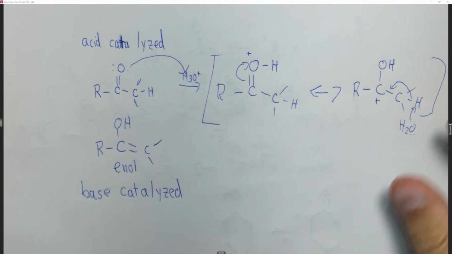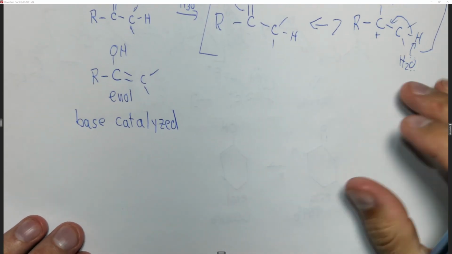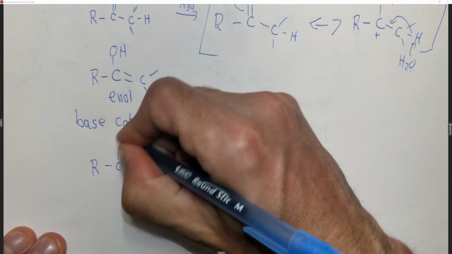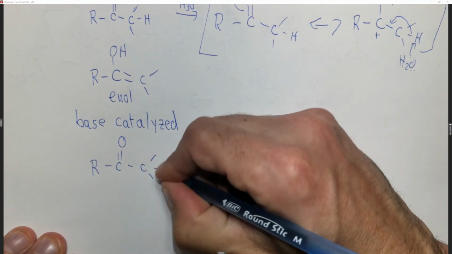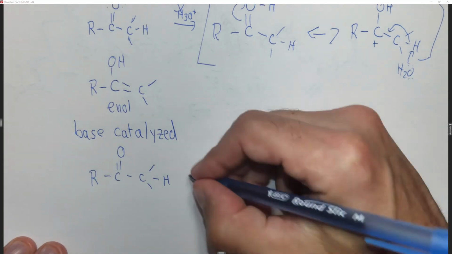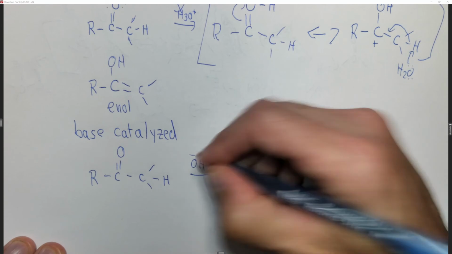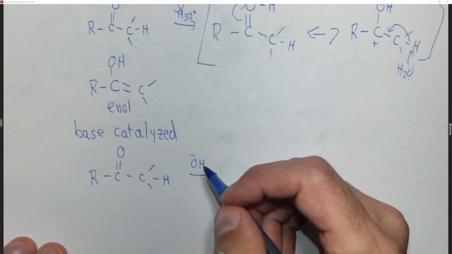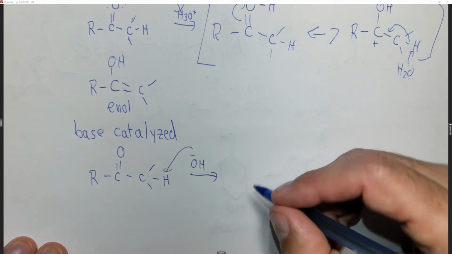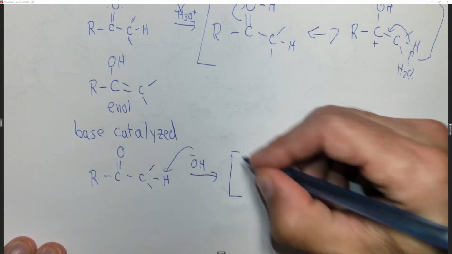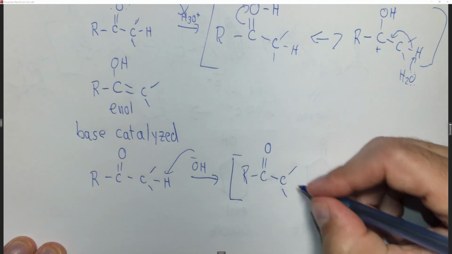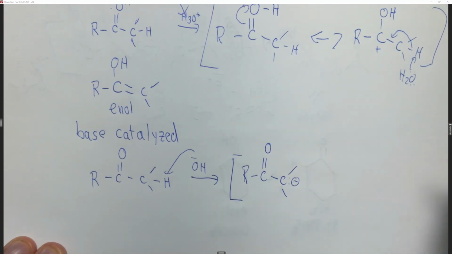We can also do this with a base, and as you could imagine, it works differently. So here we have R bond C, double bond O, bond C, bonded to two things, and an H. Exactly the same as what we had before, the keto form. And this time, we don't add H3O plus, we add OH minus. Well, in this case, what happens is this molecule grabs this. And what we get is R bond C, double bond O, bond C, bonded to two things. Now it has this lone pair and the minus charge.